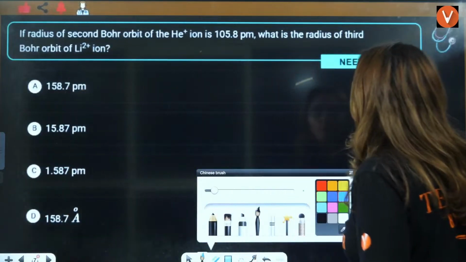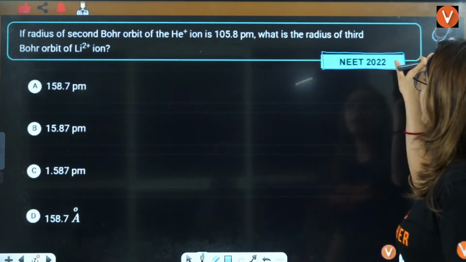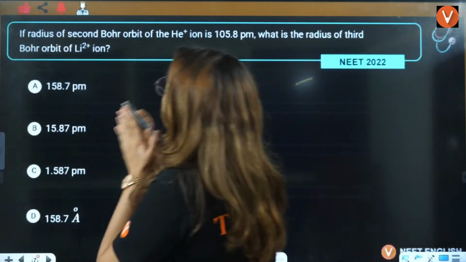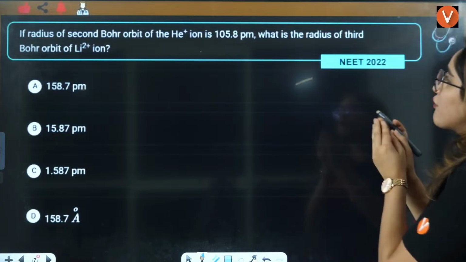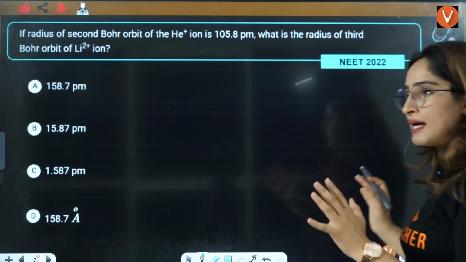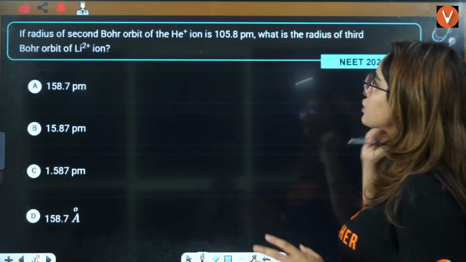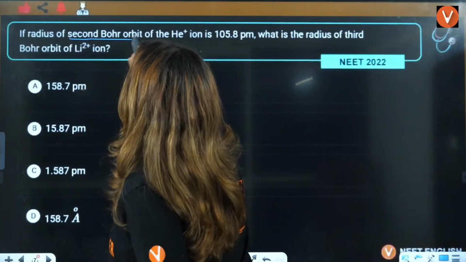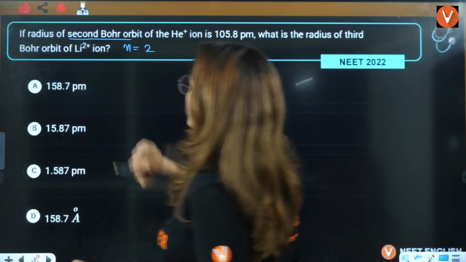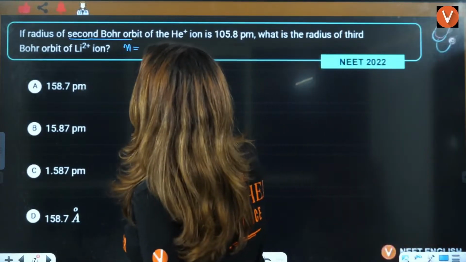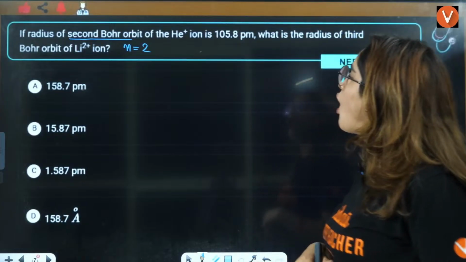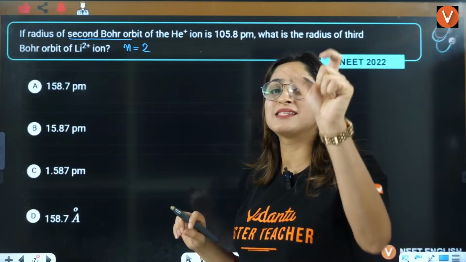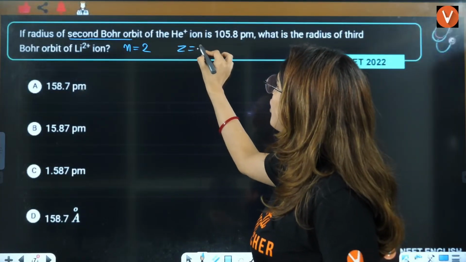What kind of questions do they ask you? Let's talk about the NEET 2022 question that they asked based on this. If the radius of the second Bohr orbit of the helium positive ion is this, right? They told that the radius of the second Bohr orbit, that means, can I say n is equals to 2 here? Students, can I say n is equals to 2 here? Yes. Of the helium positive ion, hydrogen, helium, that means the Z value will be equals to 2.